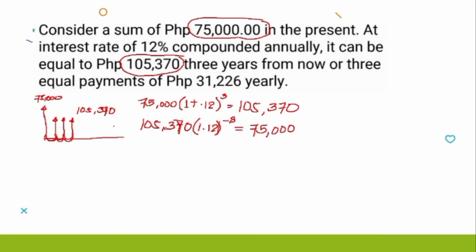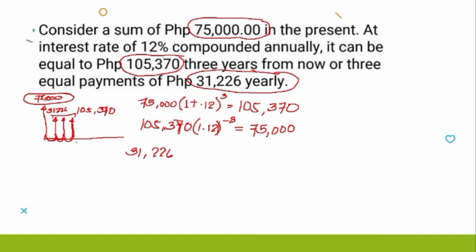Or kapag equal payment naman daw, if we will have 31,226 equal payment, pareho lang siya na dapat 105,370. That would be 31,226, etong tatlong 'to, 3 equal payments. So kapag ibabalik natin siya sa present, dapat equivalent to 75,000 siya. So that would be 31,226.